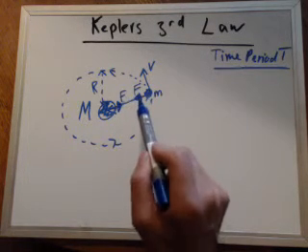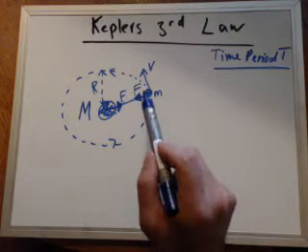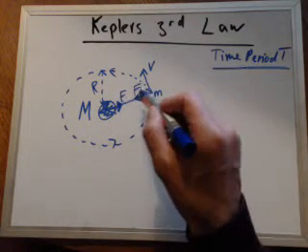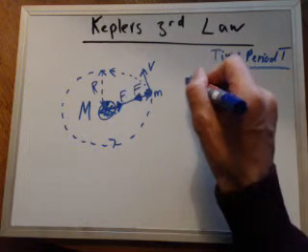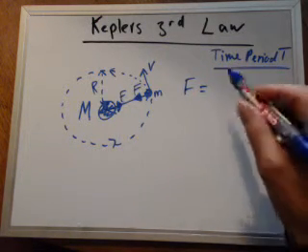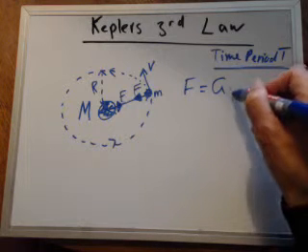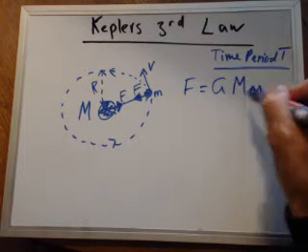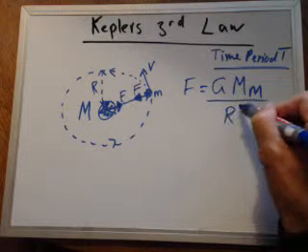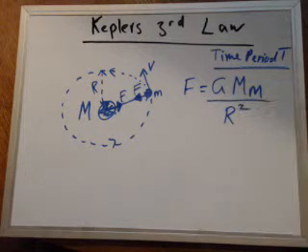Now what is actually happening? Well, that force F is caused by the gravitational attraction, and the force is equal to the gravitational constant times the mass of the planet times the mass of the satellite or moon divided by the distance between them both, squared, r squared. So that is the force acting on it.